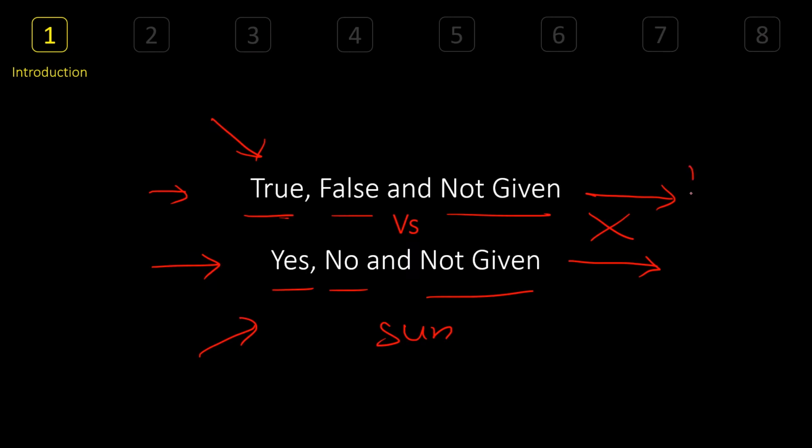So the paragraphs will change rather than anything else. These paragraphs will be fact-based paragraphs, and the paragraphs for yes, no, not given will be opinion-based paragraphs. So one writer may be guessing this might have happened or that might have happened. In that case, you will have yes, no, not given. You cannot interchange the answers in the answer sheet. Instead of true, false, you cannot write yes, no, not given.